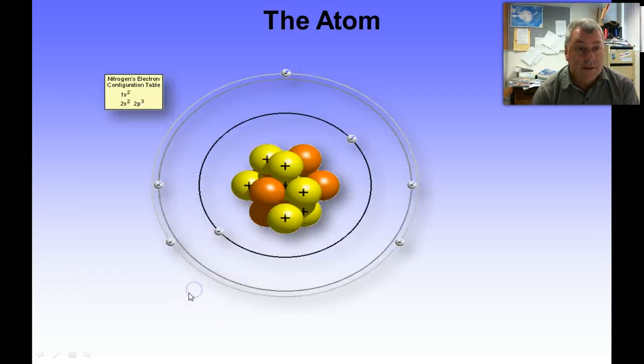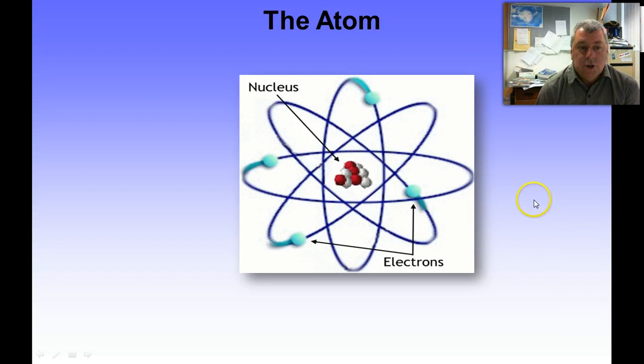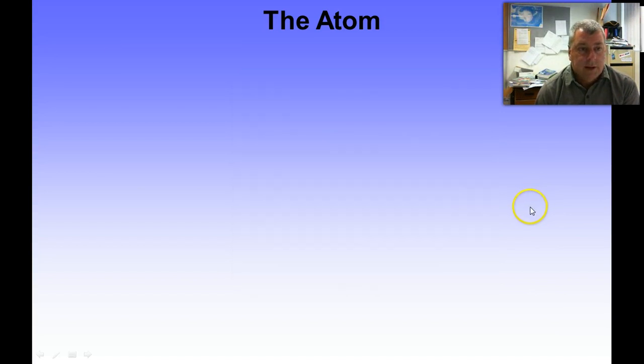We're talking about this guy, and we should remember this from physical science. We've got our nucleus with our protons, neutrons, and our electrons orbiting in shells. Lots of different representations of this. Let's have a look at some. Sometimes it looks like this, your more classic symbol.